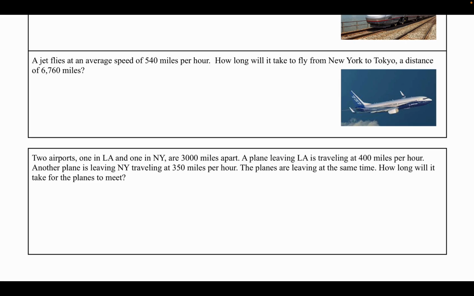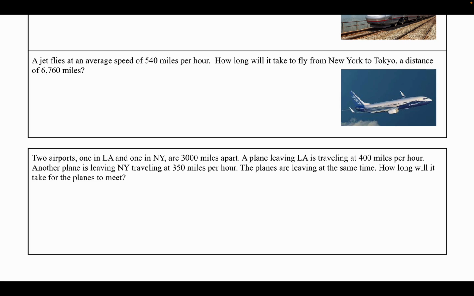Two airports, one located on the west coast in Los Angeles and the other on the east coast in New York City, are 3,000 miles apart from one another. The plane that departs from Los Angeles travels at a rate of 400 miles per hour, while the plane that departs from New York City travels at a rate of 350 miles per hour. The planes do leave at exactly the same time as one another. We want to be able to determine how much time it will take for the planes to meet one another.